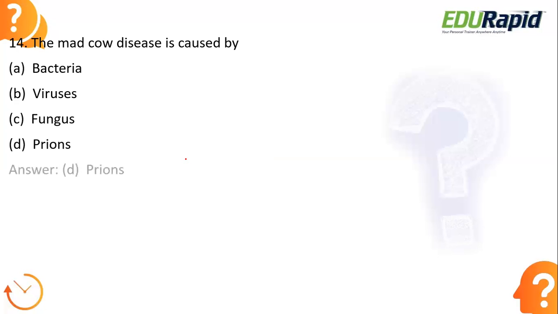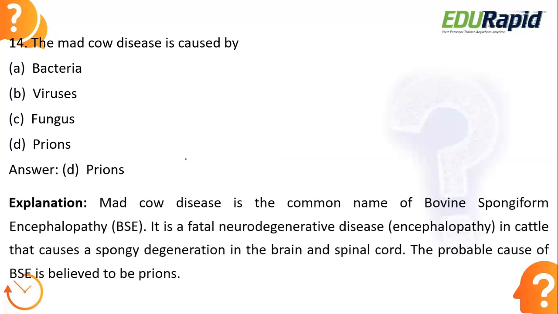Okay, here the right answer is option D, prions. Mad cow disease is a common name, which is basically caused because of the presence of prions. The scientific name of this disease is bovine spongiform encephalopathy. Generally, we call it BSE, which is nothing but bovine spongiform encephalopathy. And it is a very fatal and neurodegenerative disease.